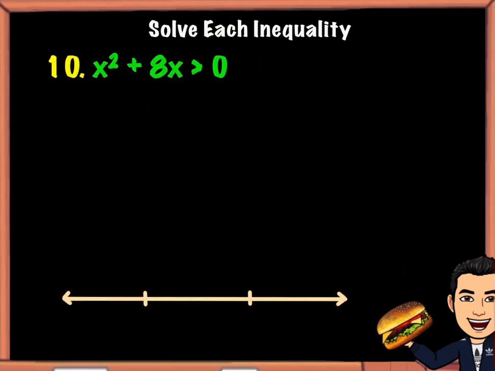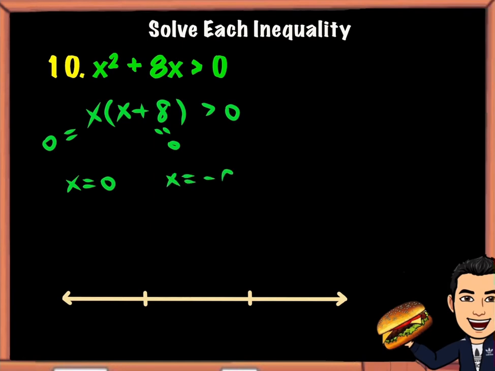For number 10, let's go ahead and factor out the x. So you got x(x + 8) > 0. If you set each factor equal to 0, x is equal to 0, and x is equal to -8. So the critical points are -8 and 0. So I'm going to use -9, -5, and 1 to test out the points.